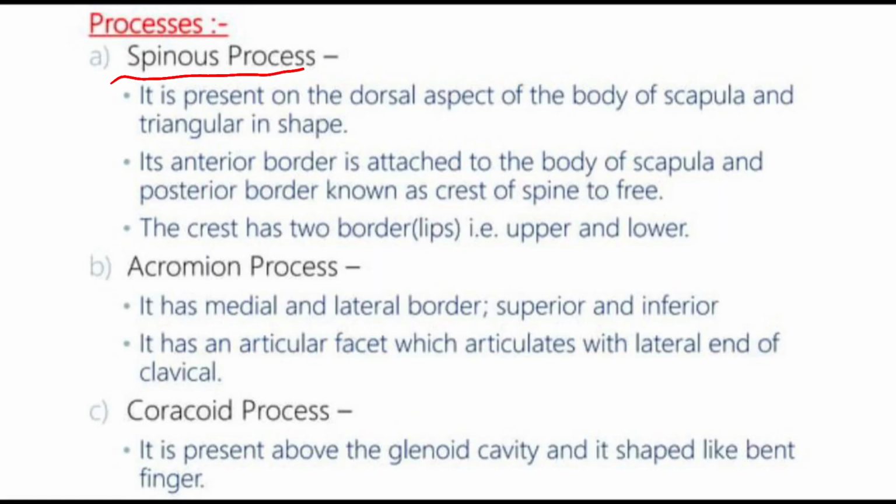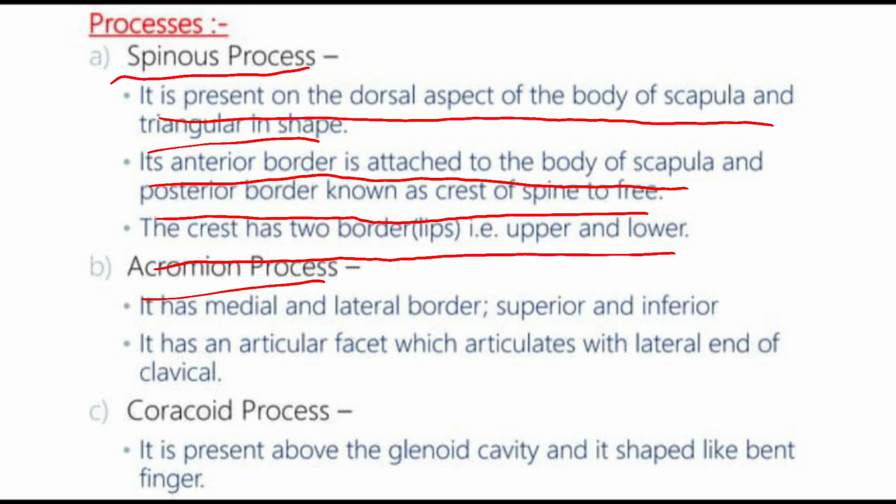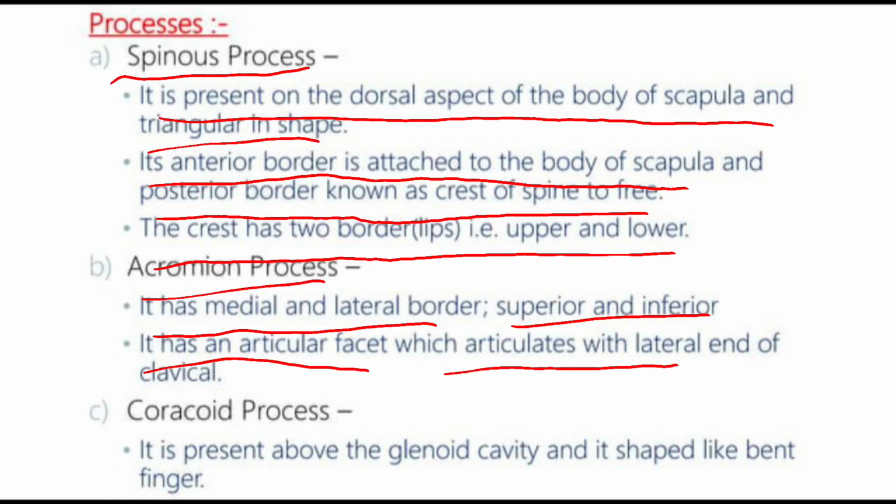Processes. There are three processes: the spinous process, which is present on the dorsal aspect of the body of the scapula and is triangular in shape. Its anterior border is attached to the body of the scapula and the posterior border, known as the crest of the spine, is free. The crest has two lips, upper lip and lower lip. Acromion process of the scapula. It has medial and lateral borders, superior and inferior surfaces. It has an articular facet which articulates with the lateral end of the clavicle. Coracoid process. It is present above the glenoid cavity and it bends sharply, which attaches with the head of humerus to form the glenohumeral joint.